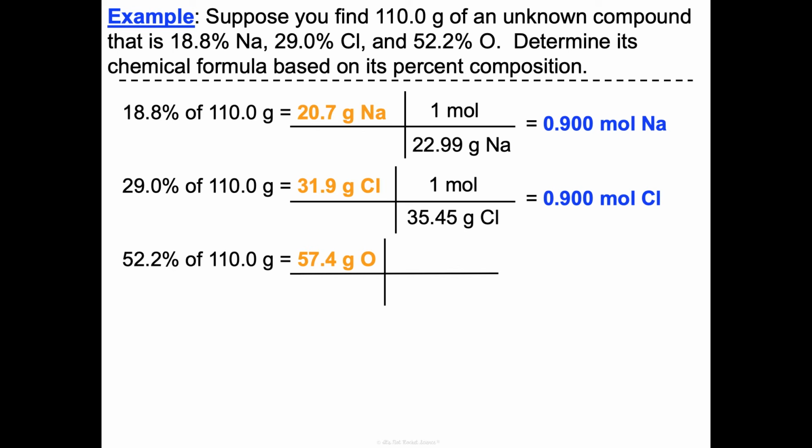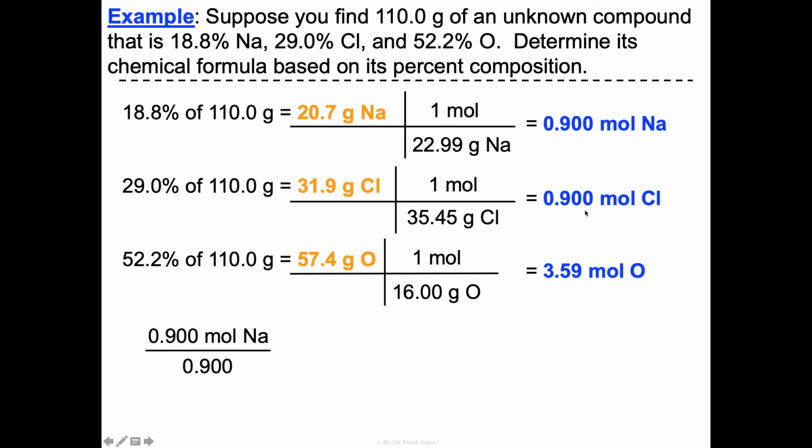All right, 57.4 grams of oxygen. Plug it in from the periodic table, divide, I get 3.59 moles of oxygen. Now, that was step 2. Now we do step 3. Compare the amount of moles basically to determine the ratio. Okay, so take 0.900 moles of sodium and divide it by the lowest number here, which is 0.900, and I get 1 mole of sodium.